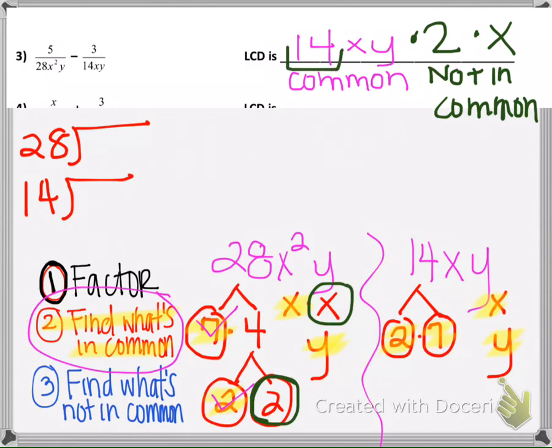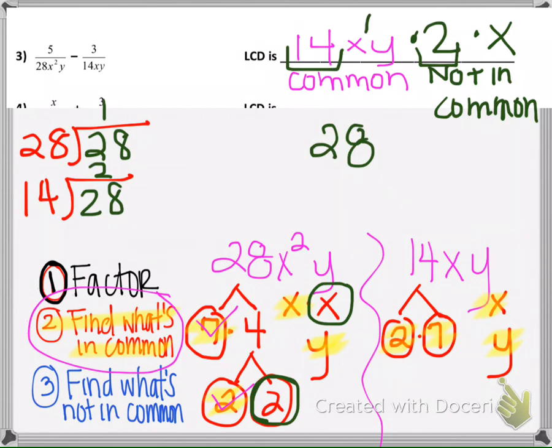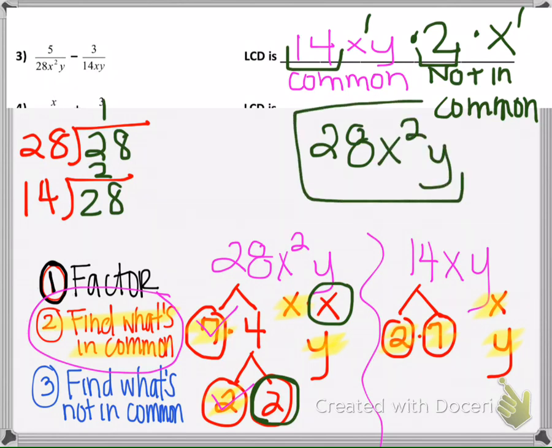So we have 14 times 2, that's 28. So do you see that 28, both of these numbers go into? So that's our least common denominator. And then we have an X here. And remember, when we multiply, we add the exponents. So we have X squared. And then we have Y. So this is our common denominator for this problem.